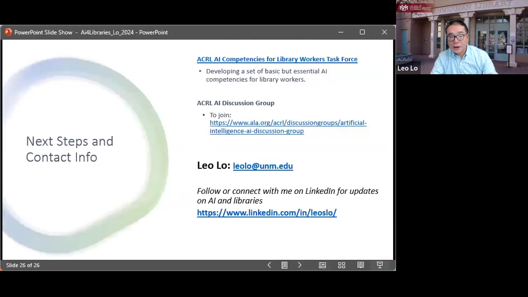So to wrap up, here are some of the next steps. At ACRL, I have set up an AI competency for library workers task force. We're developing a set of the most basic but essential AI competencies for our library workers, and we're hoping to unveil that at the ACRL conference next spring. We have also set up an ACRL AI discussion group, and you don't have to be an ACRL member or an ALA member to join.